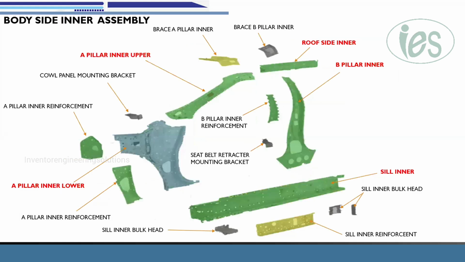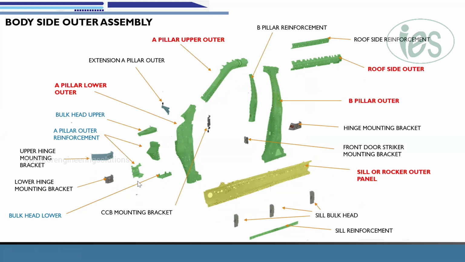In the same way, in the inner assembly, we have 5 major parts. This is the inner part, the A pillar inner lower. This is the A pillar inner upper area. Together it's the A pillar, lower and upper. This is the roof side inner. This is the B pillar inner. And finally, this is the sill inner. Then in each assembly, what parts come and why they are added, I will explain to you.